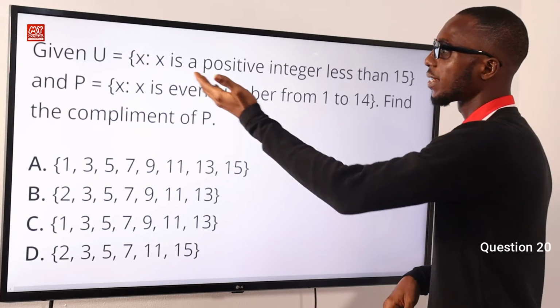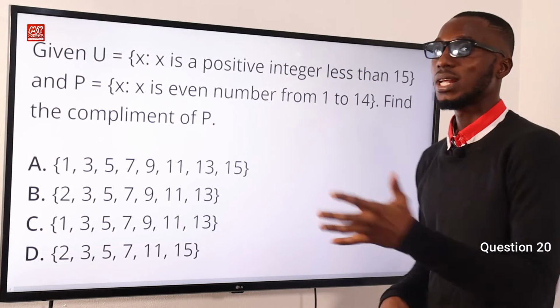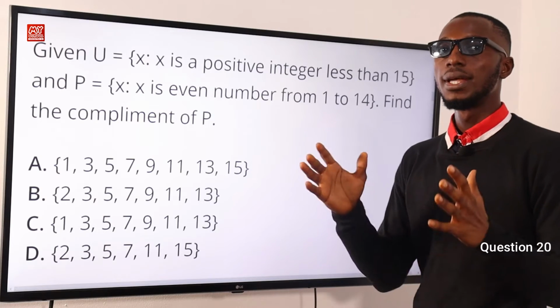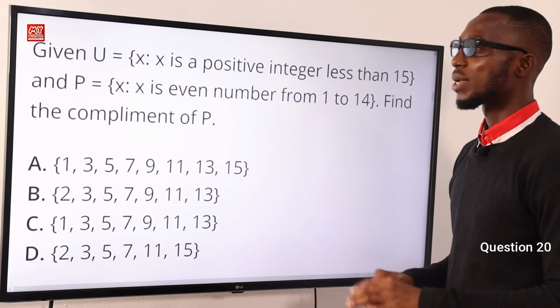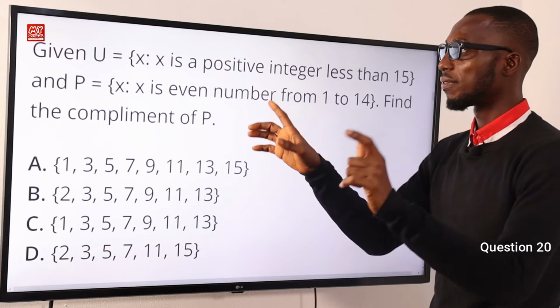So we have question 20, giving you the universal set. We have x is a positive integer less than 15. So it can be 1, 2, 3, 4, 5, 6, 7, 8, 9, 10, 11, 12, 13, 14, but not 15, since it is less than 15. So anything between 1 to 14, that is the universal set.